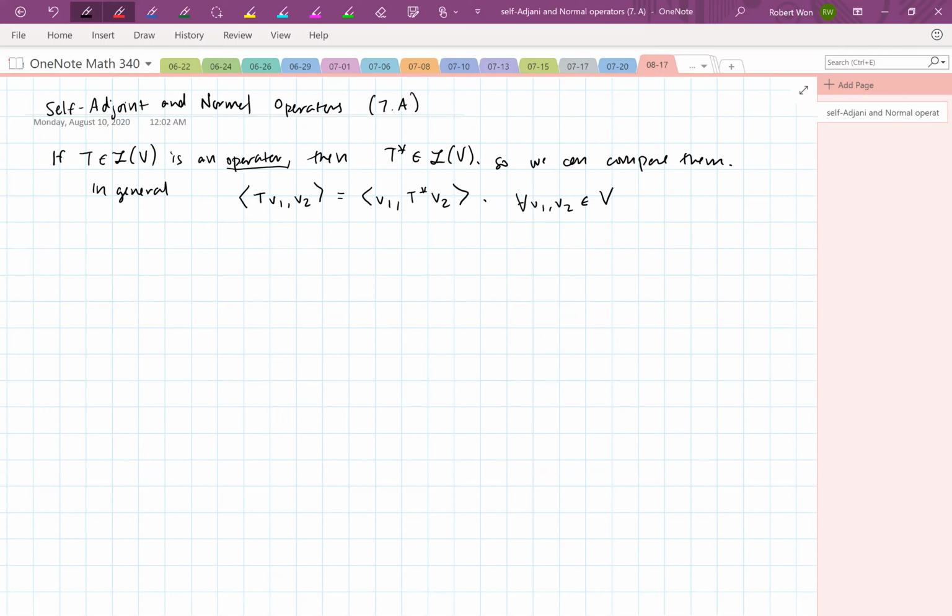But maybe a very natural notion is you could ask, okay, well, when are T and T star actually the same linear map? That makes sense because they're both operators on the same space, so they could be equal. If that happens, we say that T is self-adjoint. So an operator T on V is called self-adjoint if T equals T star. So the terminology is good. It's the adjoint of itself.